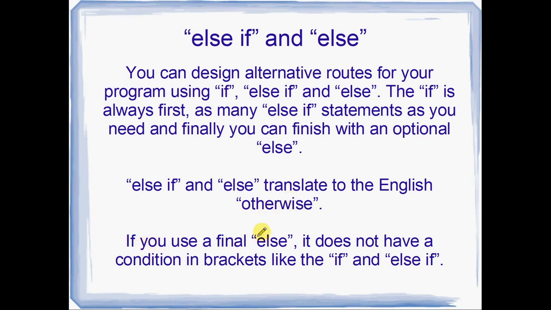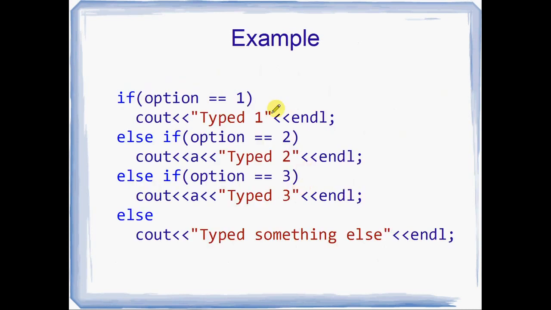If you use a final else, it does not have a condition. So if and else if have conditions in brackets after them, like we saw with if statements. But the final else doesn't have a condition. It always executes. And only one of these executes. So if you've got an if, a bunch of else ifs, and then a final else, only one code block from one of them will execute, and the others won't. We'll see that just here.